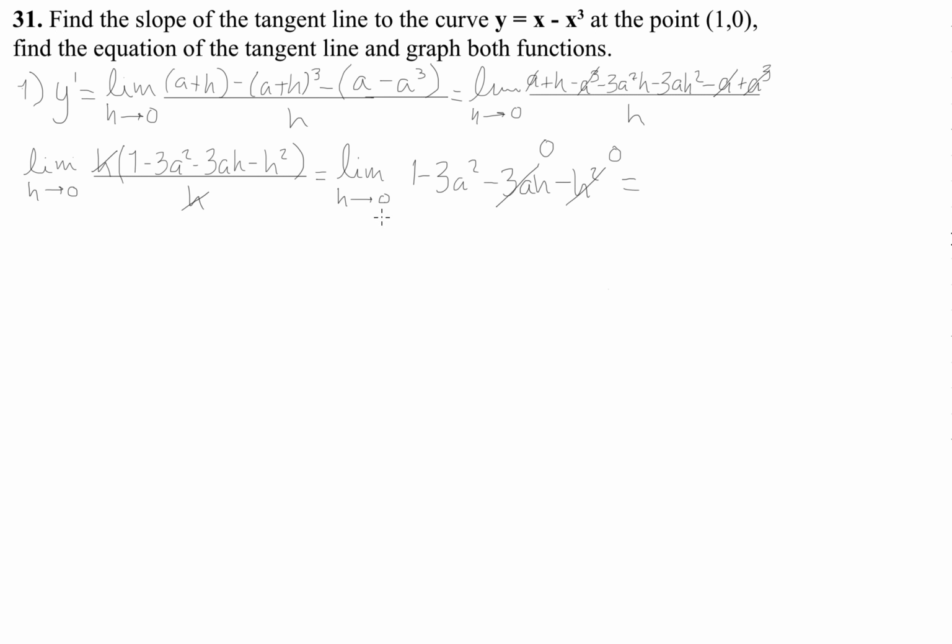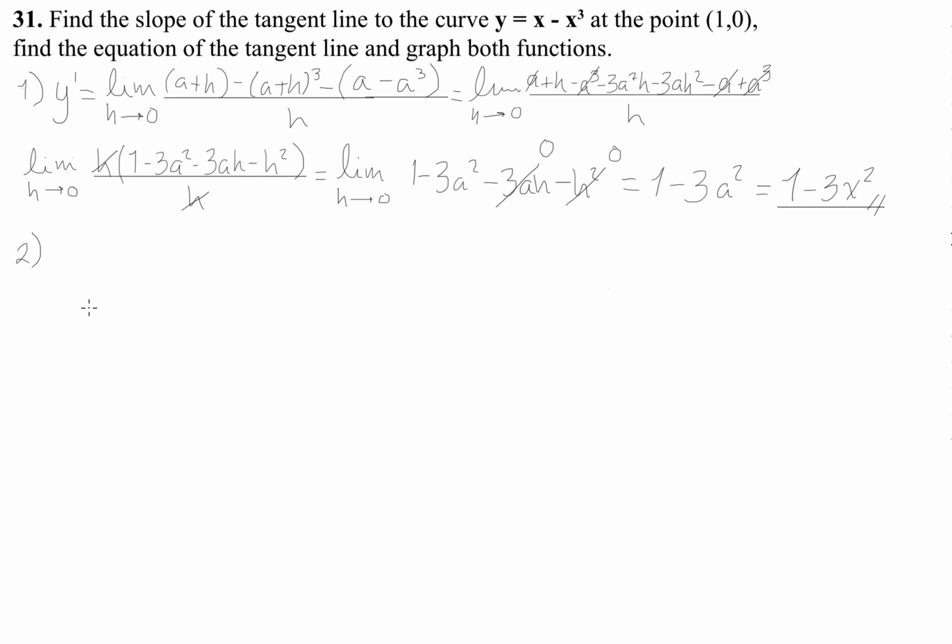Now that I have evaluated the limit, I'm going to write the expression 1 minus 3a squared. So this is the derivative in terms of a. I need to write this derivative in terms of x. So this is 1 minus 3x squared. So I need to return to the original variable. Okay, so this is step number 1. I found the derivative. Now, step number 2.